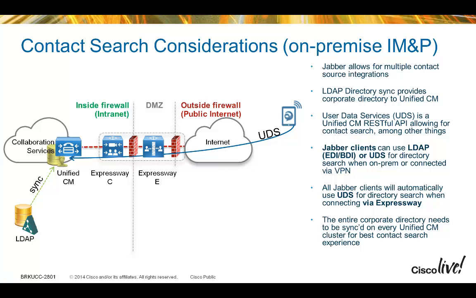It doesn't matter what you put in your service profiles. Jabber is always going to use UDS when connecting over the firewall. There's no issue using UDS all the time, like if I want to be inside and outside. There was a brief period of time where it wasn't supported for the Jabber clients. The feedback was we need to be able to use UDS all the time, and so it's supported now.